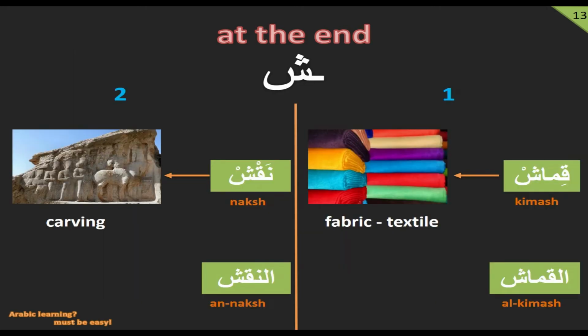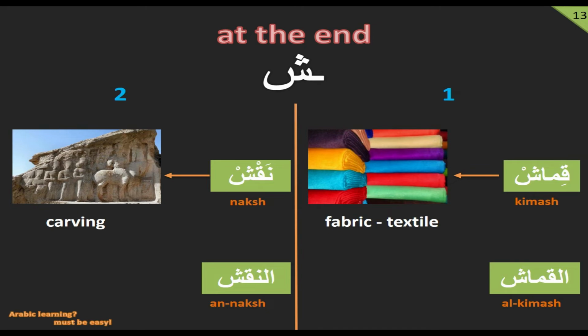Next, we have two examples of the third form of Sheen, but at the end of the word, namely the noun قماش. قماش. So, كسرة under قاف and سكون on Sheen. قماش means cloth or textile. The cloth or textile would be القماش. So, لام قمرية, because the first letter in the word is قاف.